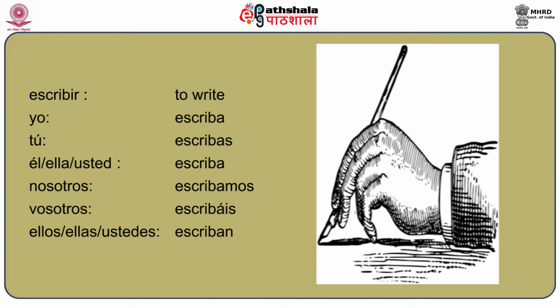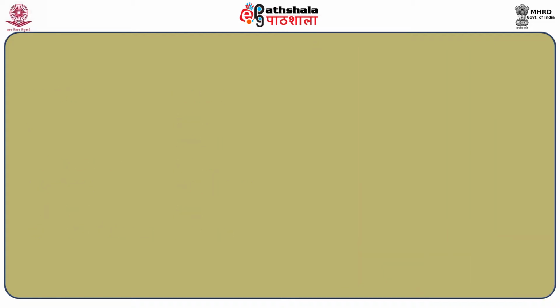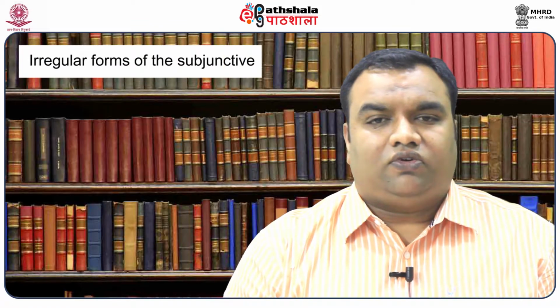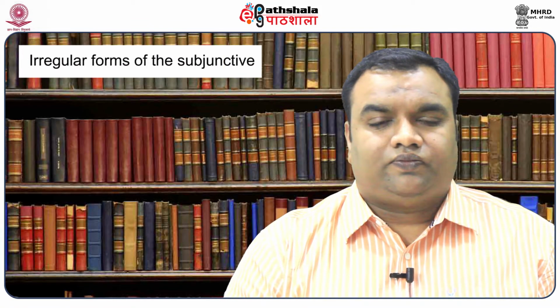Yo escriba, tú escribas, él, ella, usted escriba, nosotros escribamos, vosotros escribáis, ellos, ellas, ustedes escriban. Let us now take up the irregular forms of the subjunctive.